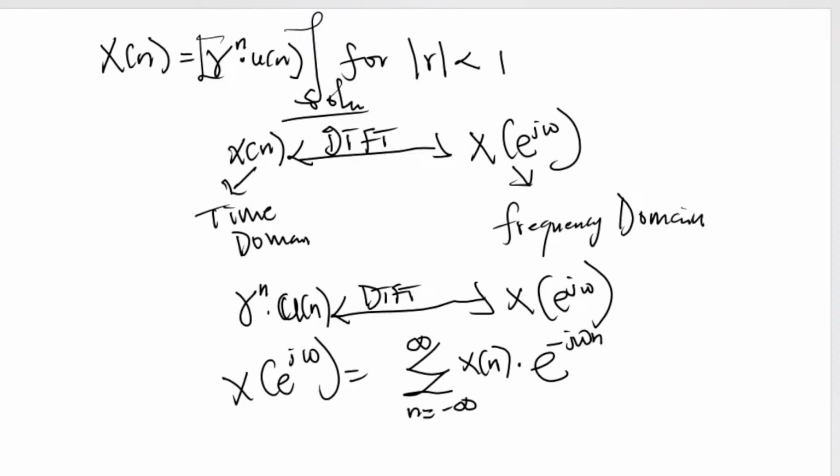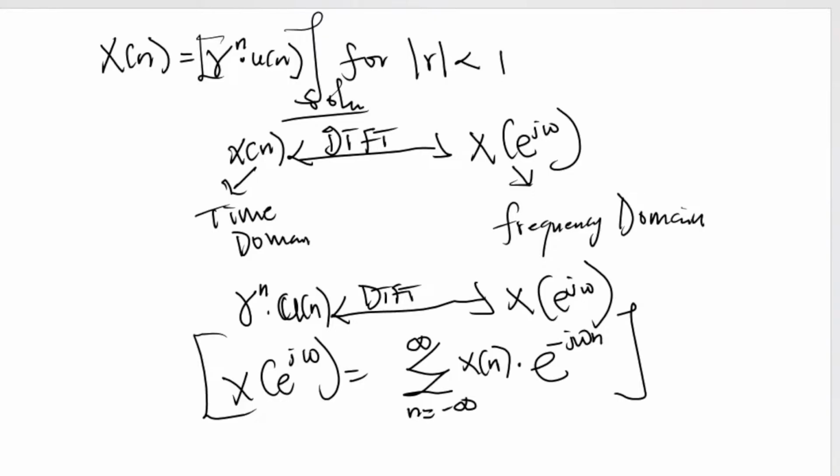This formula was given to you with respect to the discrete signal x of n, right? So since we are given this formula in respect to the discrete signal x of n, we know that x of n is now equal to r raised to the power of n multiplied by u of n. Are we together?